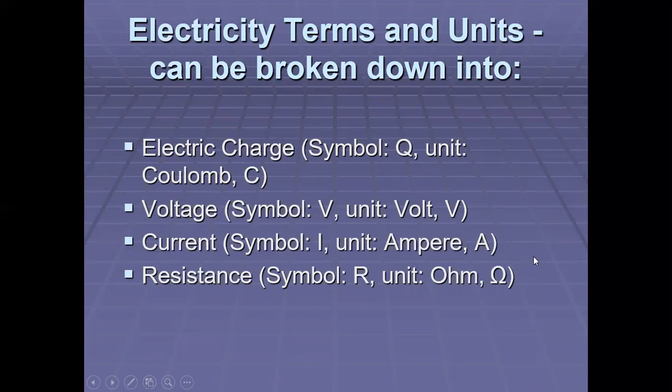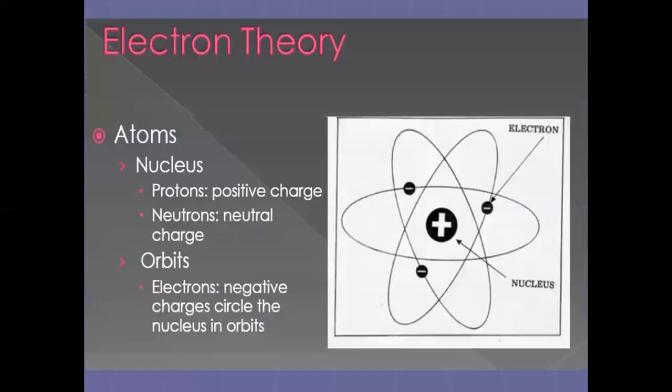And then here you can see their symbols and units. Charge is denoted by Q and its unit is Coulomb. Voltage is V, its unit is volt. Current is I and its unit is ampere. Whereas the resistance symbol is R, and its unit is Ohm. It's a Greek letter.